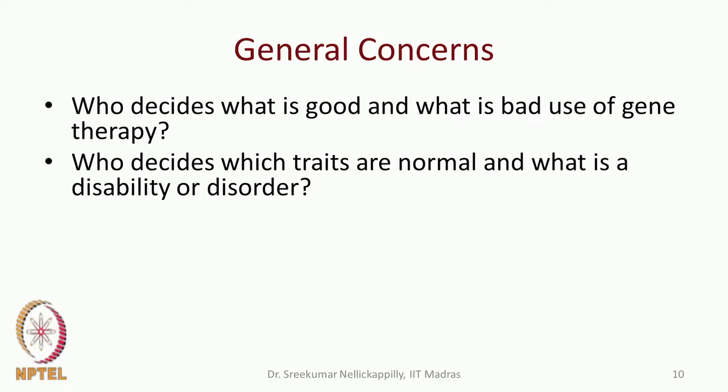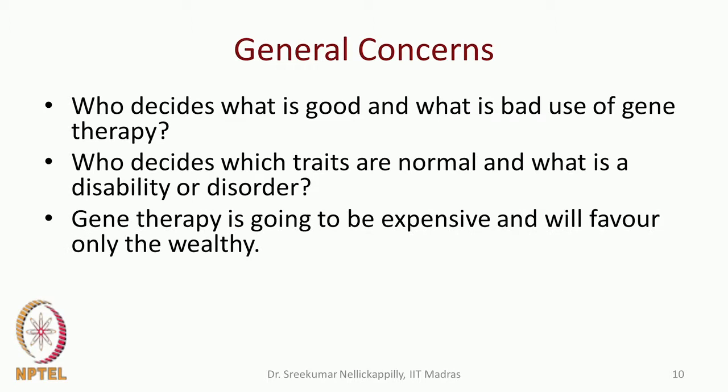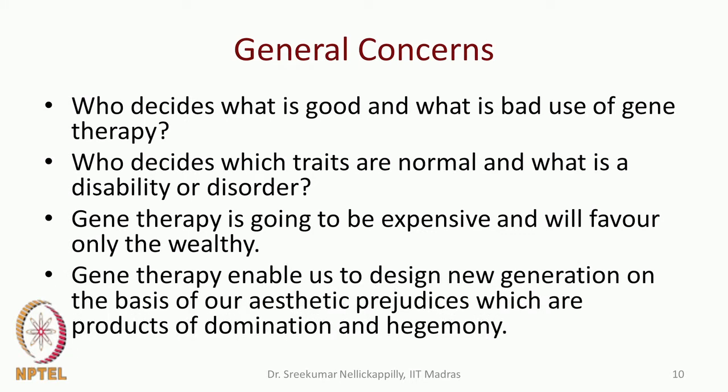On what basis do you know that certain decisions are good and certain decisions are bad? Who decides which traits are normal and what is a disability or disorder? There are a lot of disagreements on this. Again, the whole idea of normal is an extremely controversial notion. What is normal is yet to be decided. Gene therapy is going to be expensive and will favor only the wealthy. This is another serious problem which our world is going to face with gene therapy becoming more and more popular, because it is definitely going to be more expensive than conventional therapies.